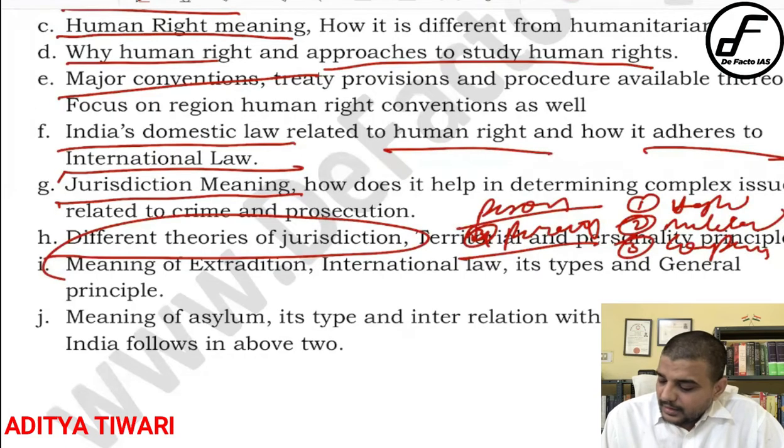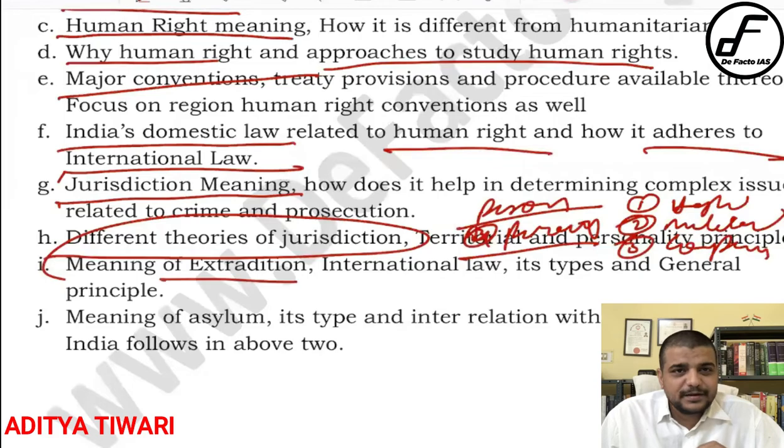Yes, then we will come to extradition. Extradition and asylum is a very, very interesting topic. We will discuss that in detail in some time. First, understand the concept related to extradition. What is the meaning of extradition? There are two components: extraditable person and extraditable crime. If both of them exist, then only a person is extradited.